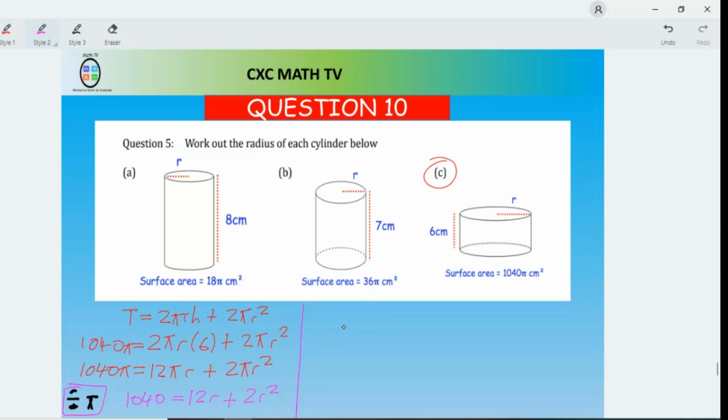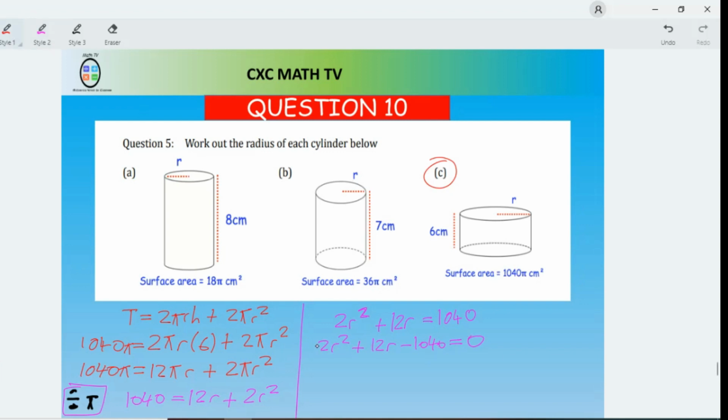But isn't this leading to a quadratic? We have 2r squared plus 12r equals 1040. We can bring over to get 2r squared plus 12r minus 1040 equals 0. Wicked! So now we get a quadratic equation to solve.